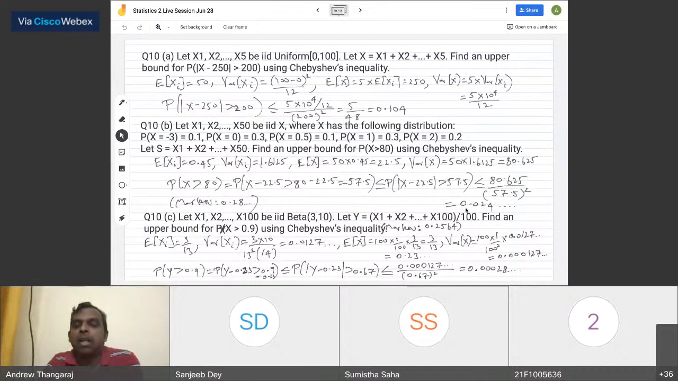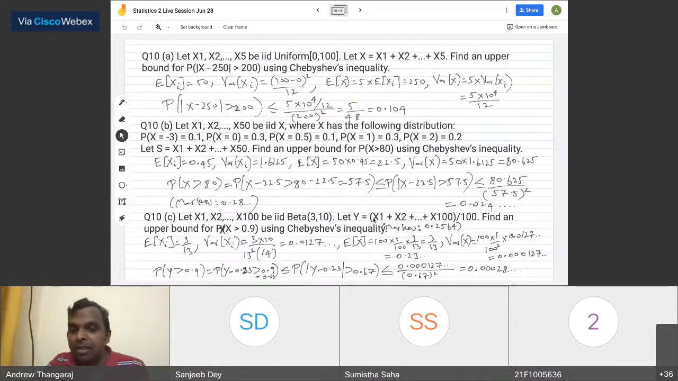So this is an example. Beta distribution is a little bit more involved. There's a formula for the variance. I'm not giving it here. You can write it down. And then after that, it's just the same method, except that there's this 1 by 100. So notice what happens to variance when you do 1 by 100. It's going to go 100 times 1 by 100 squared times the variance of the beta. So you will get a further 1 by 100 in the denominator when you divide.